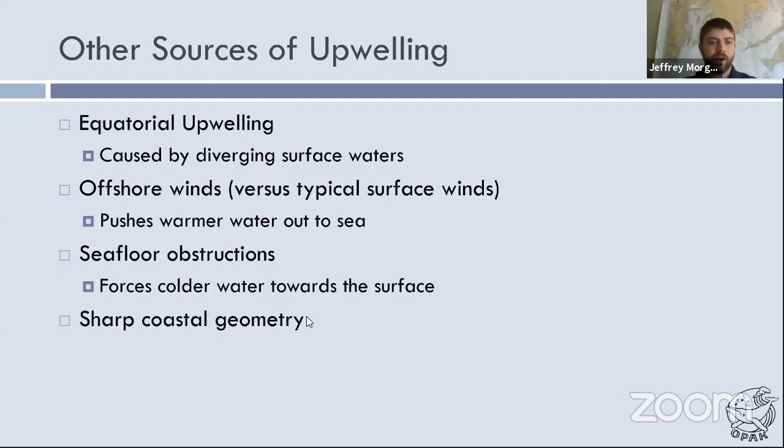And then we have sharp coastal geometry. So if you have a shoreline that all of a sudden veers off, within that little veer, you can have little eddies and things that create coastal upwelling on a smaller scale. And that's going to have to do with changes in the way the water's moving from our winds.